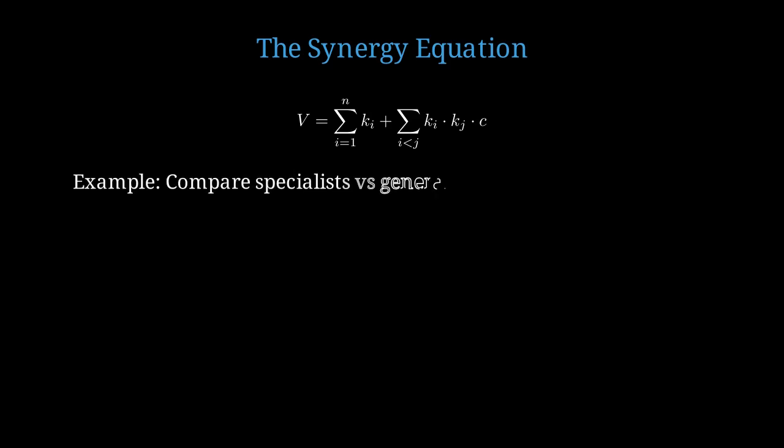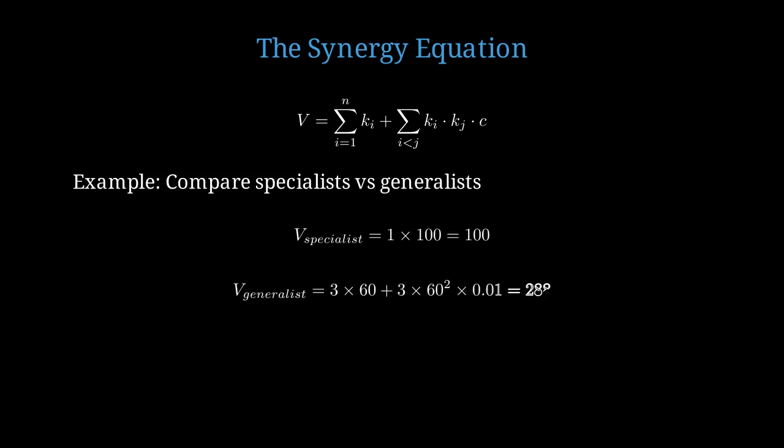Let's compare a narrow specialist with a T-shaped generalist. A pure specialist has deep knowledge in one area. Their value is simply 100 units from that one domain. A T-shaped generalist has 60% depth in 3 domains. Their value is 180 from individual domains plus 108 from cross-domain synergies. Total value is 288, nearly 3 times higher.